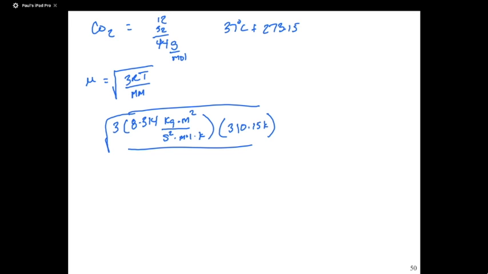And the formula weight is 0.044 kilograms per mole. I'm going to need somebody to do some math for me. Mole, let's cancel out. 3 times 8.314 times 310.15 divided by 0.044. Oh, wait. I'll get the square root of some number. Who's got the number inside there? No one?